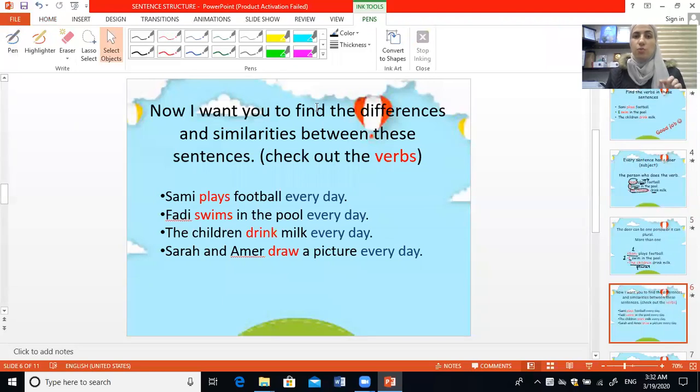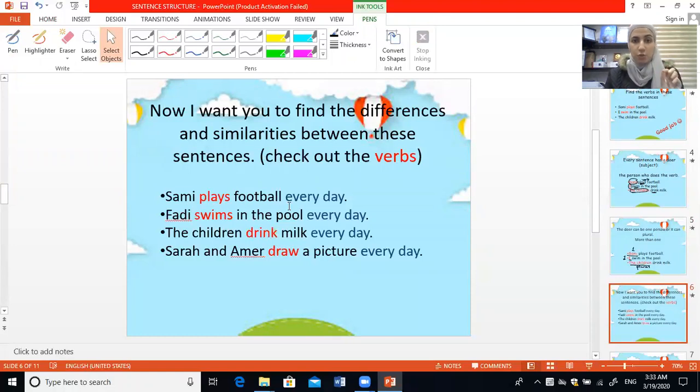Now I want you to find the differences. I will not say anything. You will find the rule by yourselves. Read the sentences and tell me, what are the differences and how are these sentences similar? How do they look like each other? So find the differences and the similarities. If you want to find the differences, I want you to check out the verbs. Just check them out.